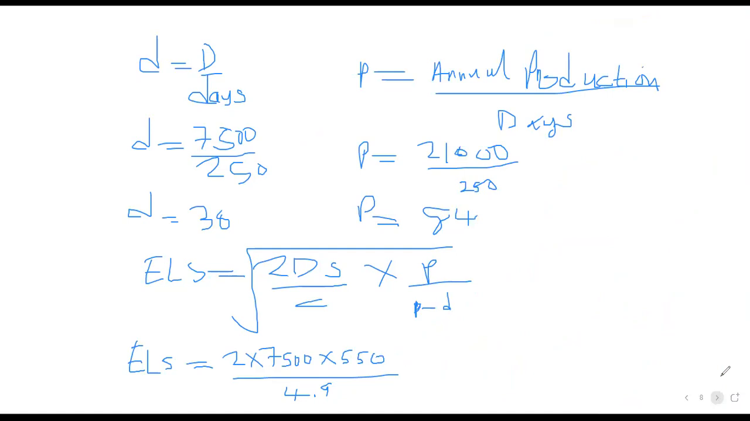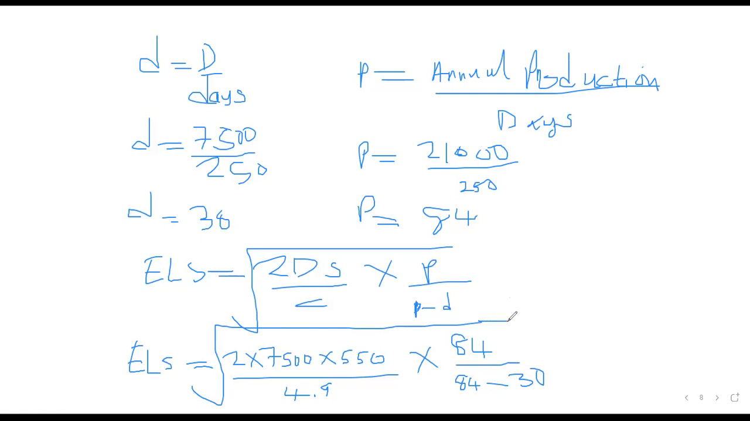And then multiply by our P. Our P is 84 over 84 minus 30. So our economic load size here, we can find the value. So we multiply those: 2 by 7,500 by 550 divided by 4.95.